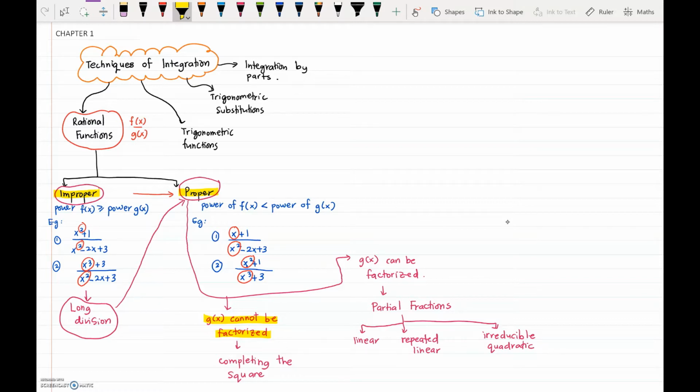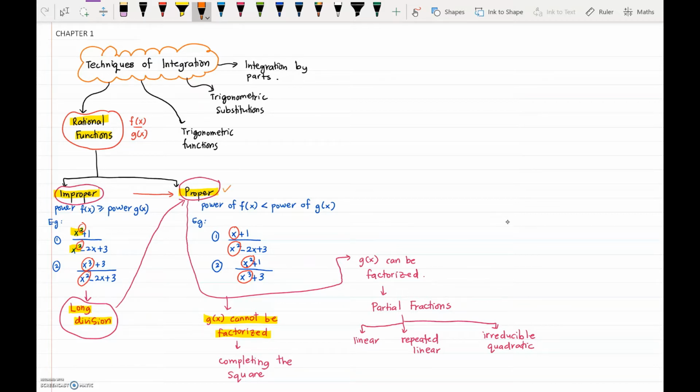In techniques of integration, if you have rational functions, you have to identify whether it is an improper or proper rational function. If you have an improper rational function, where the power of f(x) is greater than or equal to the power of g(x), then we will simplify by using long division. The reason why we use long division is that we want to change the improper rational function into the form of a proper rational function.